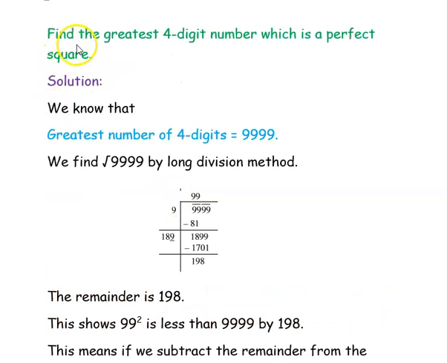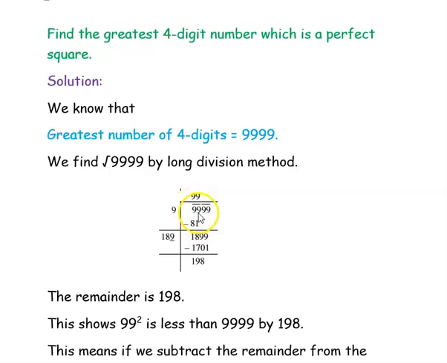The next question given is: find the greatest 4-digit number which is a perfect square. We know that the greatest 4-digit number is 9999. So now we will do long division for this 9999. In long division, the first step is to pair the digits from one's place and place a bar over them. I have paired the last two nines and placed a bar. Then I have paired the next two nines and placed a bar.